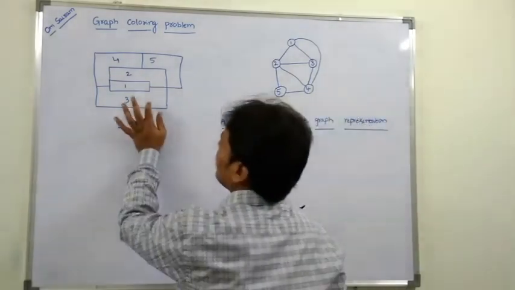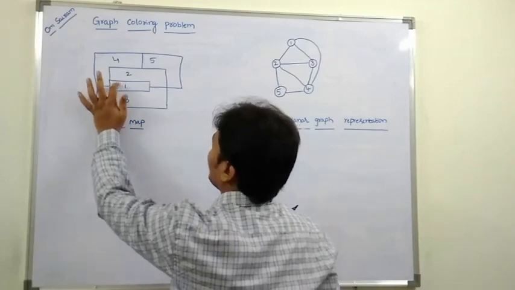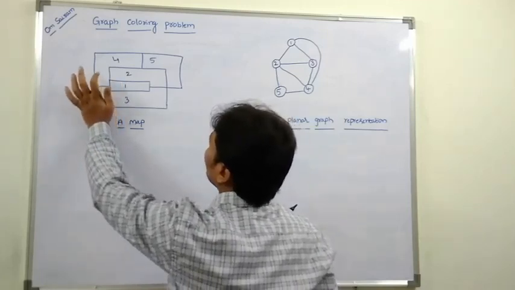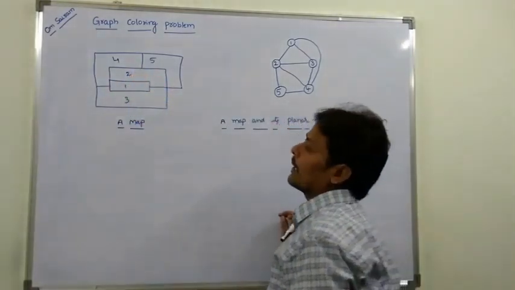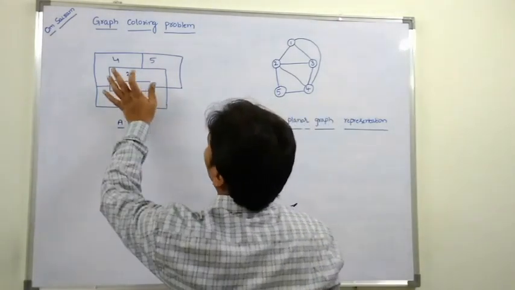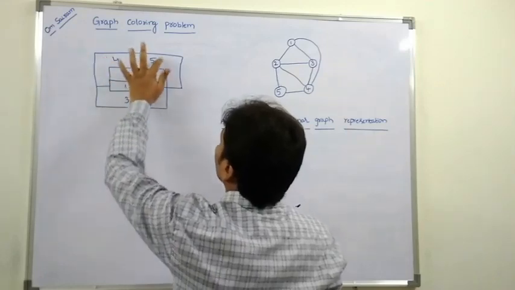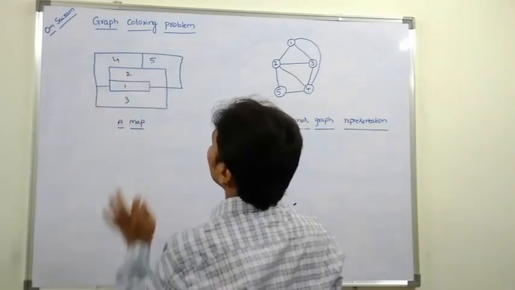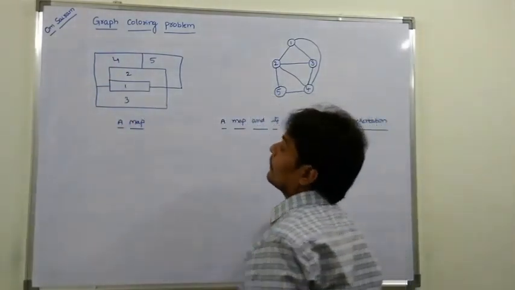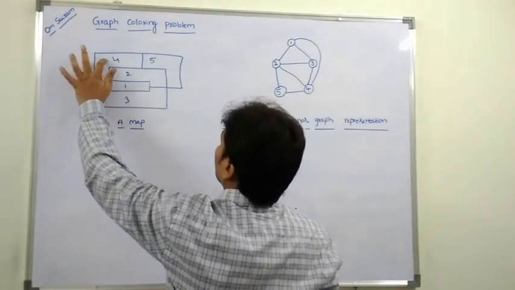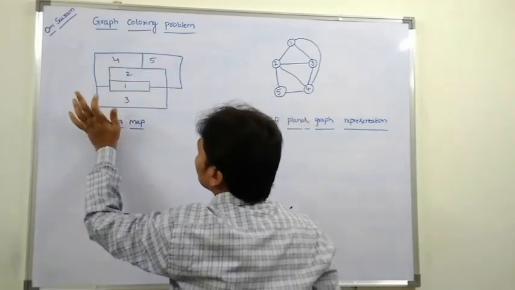Next, what are the adjacent regions for region 3? Region 3 is adjacent to region 1, region 4 and region 2. Next, what are the adjacent regions for region 2? Region 2 is adjacent to region 4, region 5, region 1 and region 3. Next, what are the adjacent regions for region 4? Region 4 is adjacent to region 2, region 5 and region 3.